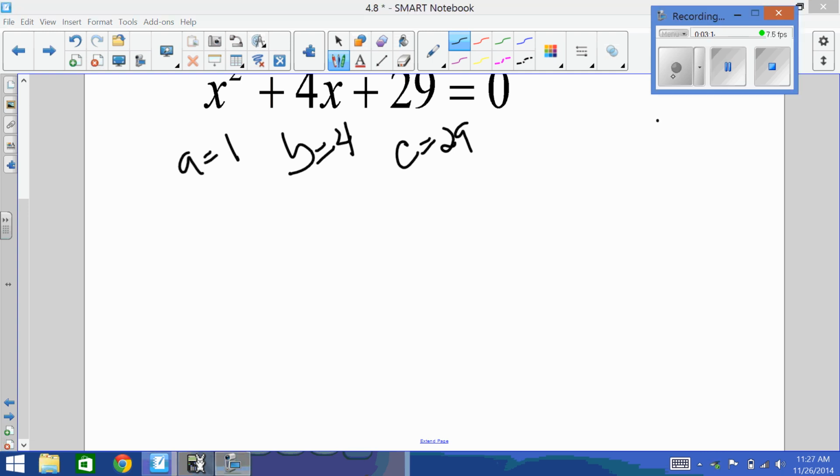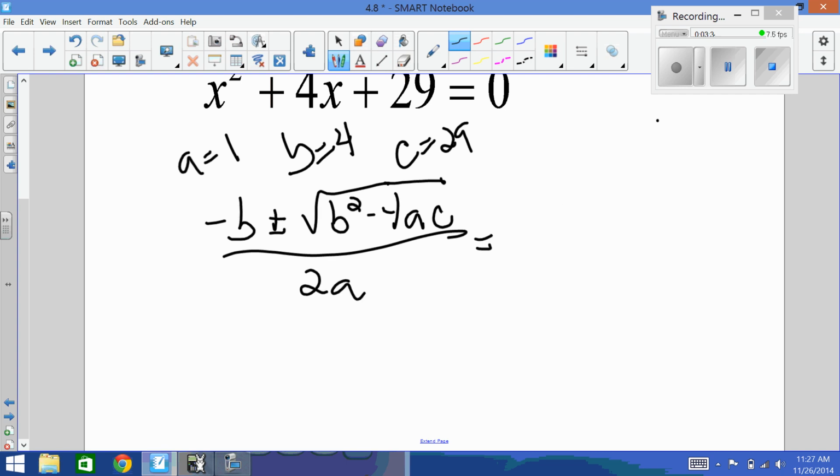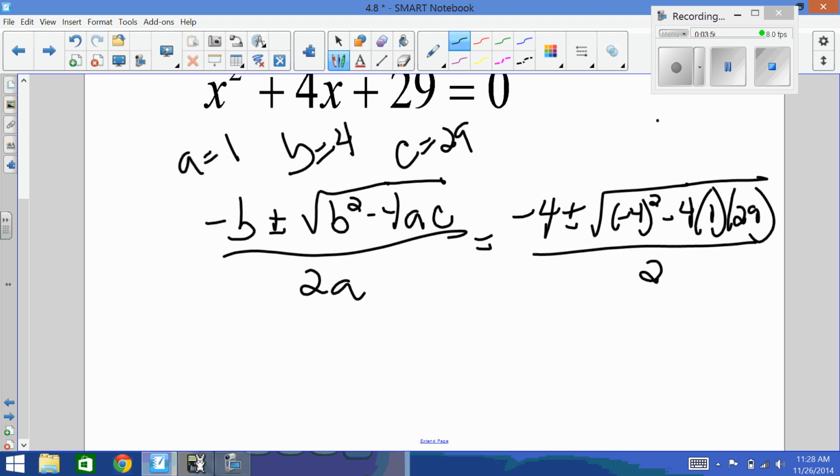The formula is x equals negative b plus or minus the square root of b squared minus 4ac, all over 2a. So b is 4, so it's negative 4 plus or minus the square root of negative 4 squared minus 4 times a times c, all over 2 times a, which is 2. You simplify what's in the radical: plus or minus the square root of negative 4 squared, which is positive 16. This will always be positive. Minus 4 times 1 times 29.